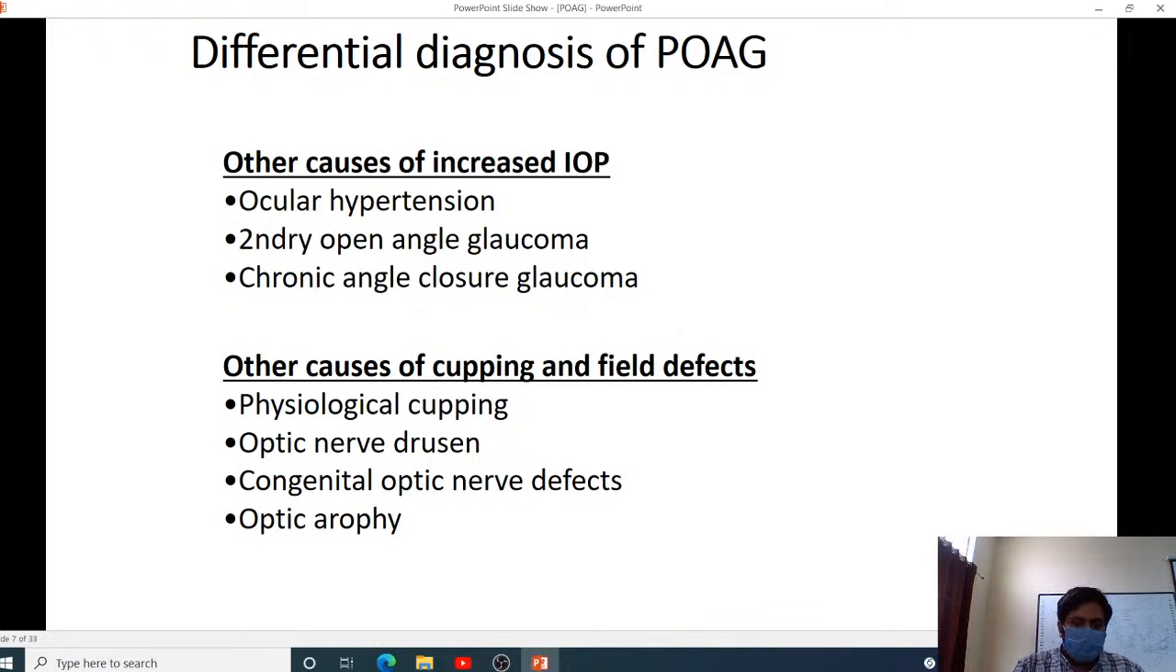Other things: you have to differentiate the cupping in glaucoma from physiological cupping, optic nerve drusen, and other types of optic atrophies like secondary optic atrophy or consecutive optic atrophy.